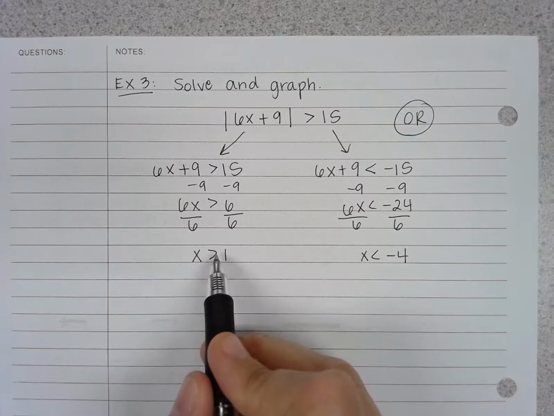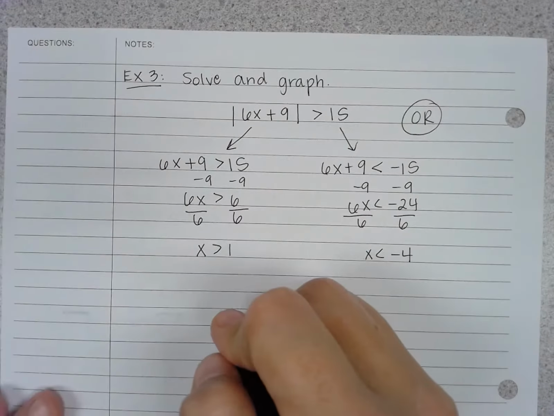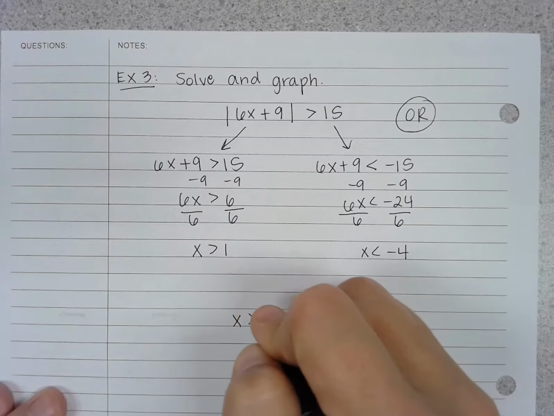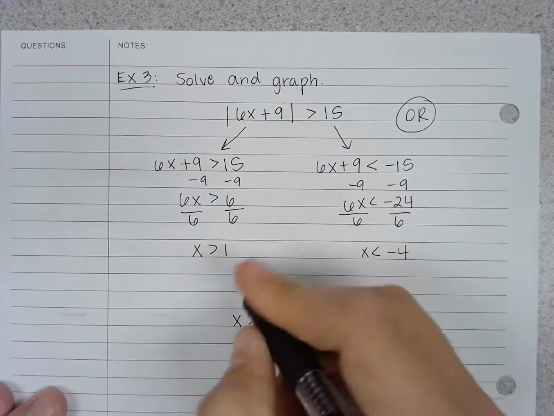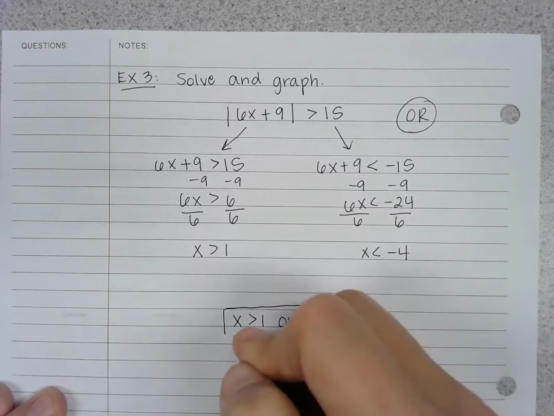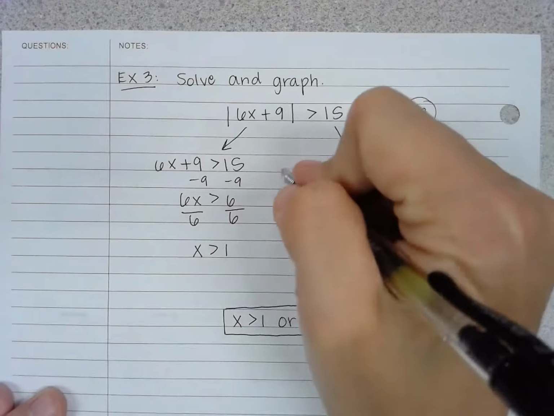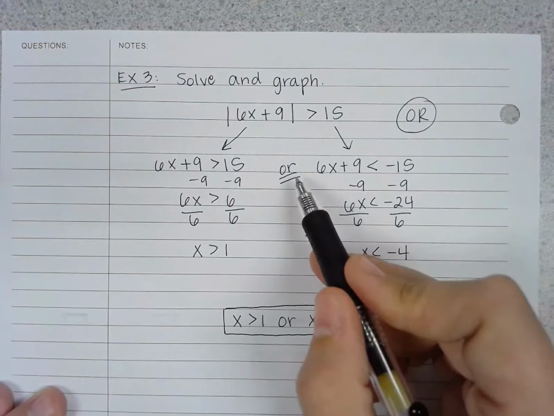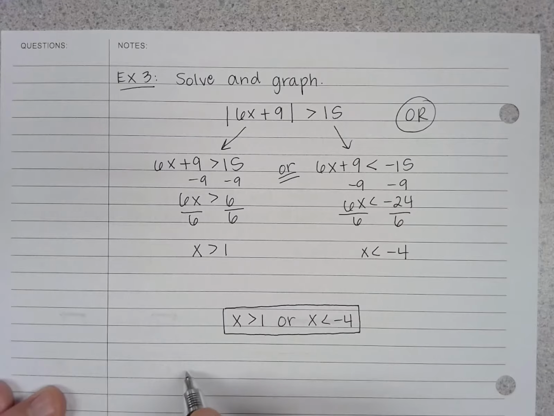This is answers to half of it, this is answers to half of it, but when you write your answer to the question, you have to write them together as one. X has to be greater than 1, or x has to be less than negative 4. And so when you write the answer, you want to put the word or in the middle. Some students, when they write this down up here, will automatically write the word or up here so that they remember that they're going to have to write the word or in their answer. And so I think if you wanted to do that, it would be a great idea.